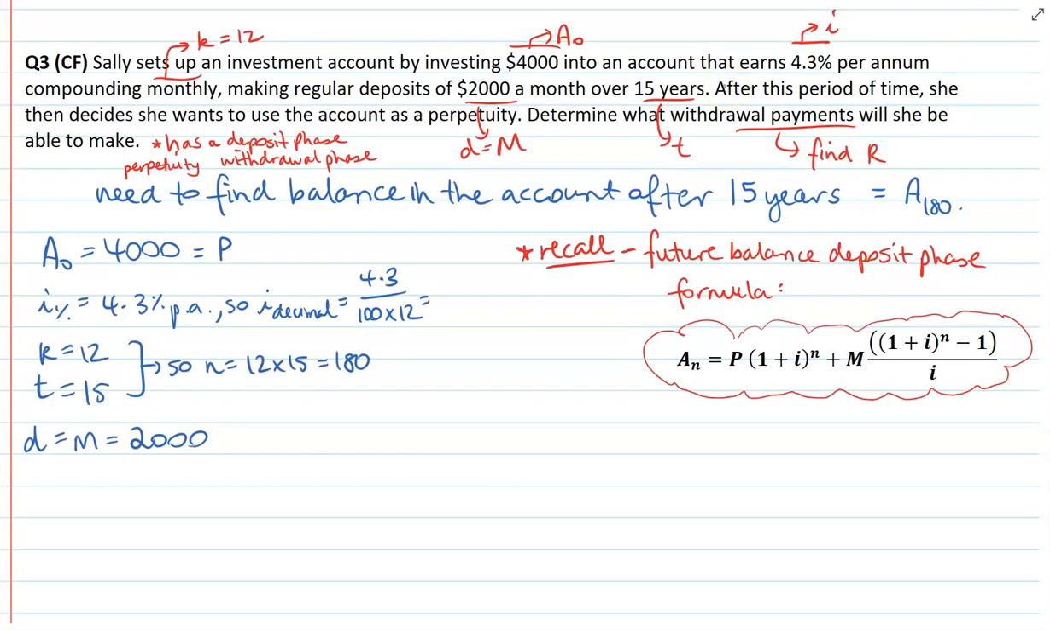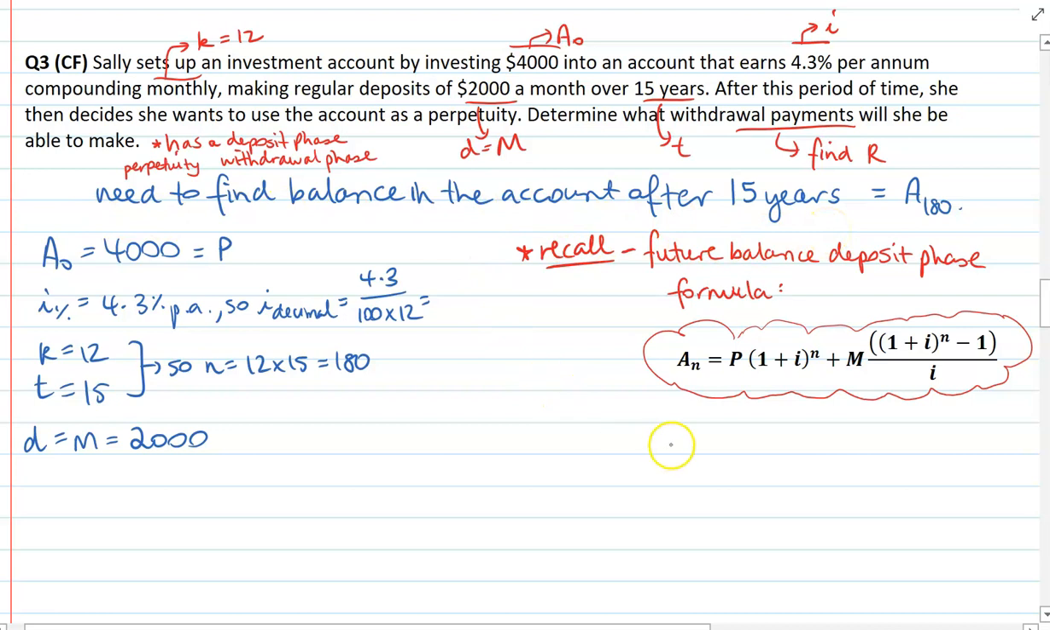Okay, so processing this question, it looks like we're dealing with 2 phases. The first phase is a deposit phase where she's invested $4,000 and she's continuing to grow her money by also putting in regular deposits of $2,000 a month over this first 15 years. After this time, she'll go into the perpetuity withdrawal phase. So to begin with, we need to find the balance in the account after 15 years.